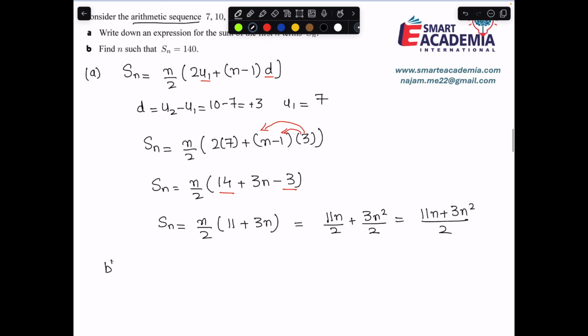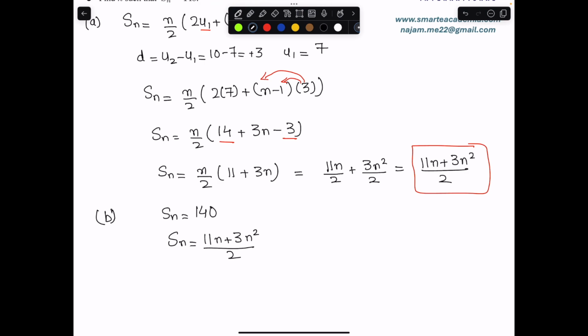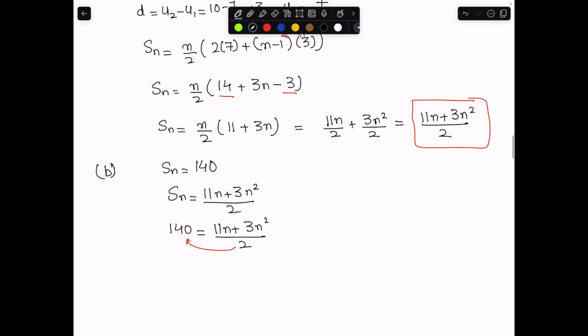Now, the B part says, simply find n such that s of n equals 140. This is what we do: find n for which s of n equals 140. And in this case, this form is much more valuable. So s of n equals 11n plus 3n squared over 2. My s of n is 140, so 140 equals 11n plus 3n squared over 2. Now, this looks like a quadratic equation that we need to simplify. So if I multiply 140 by 2, it becomes 280 equals 11n plus 3n squared.